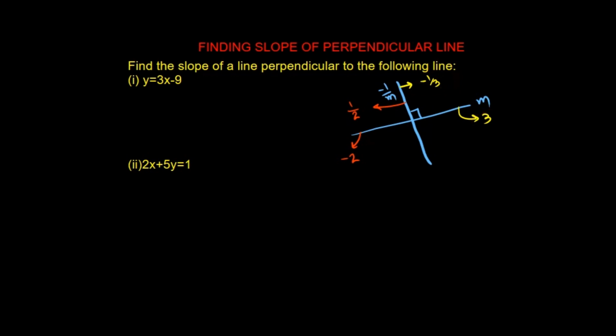In this case, the slope of this line is 3. So we write m as 3. And we are trying to find the slope of the line that's perpendicular to this one. So using this rule, the slope of the line that's perpendicular, let's call it m1, would be simply minus 1 over this value.